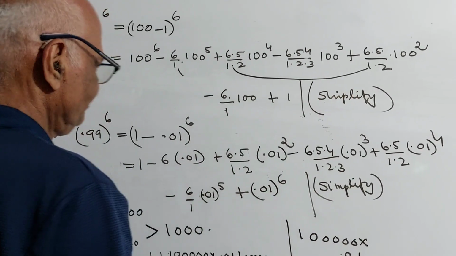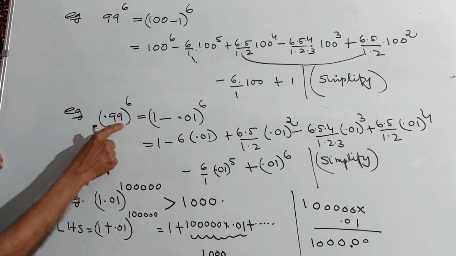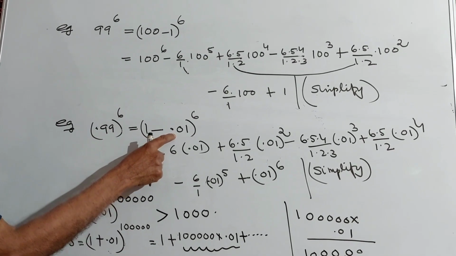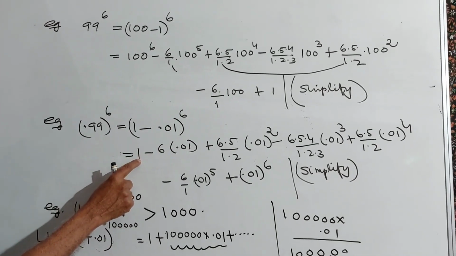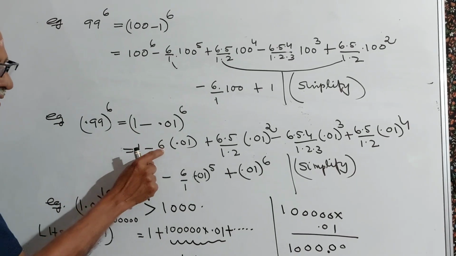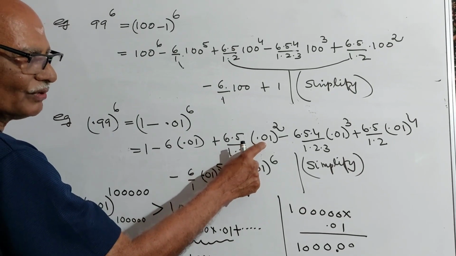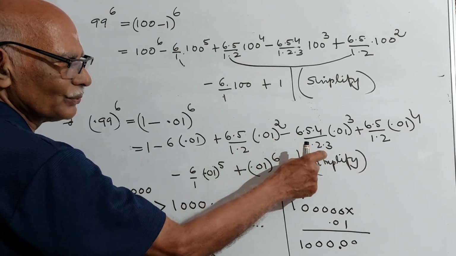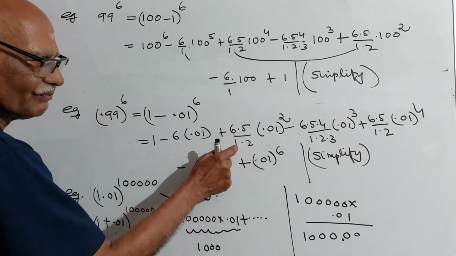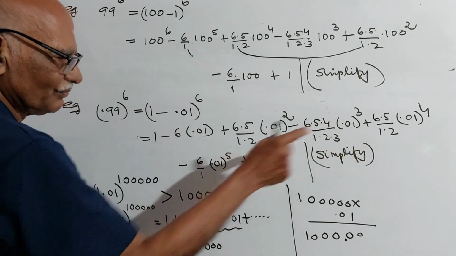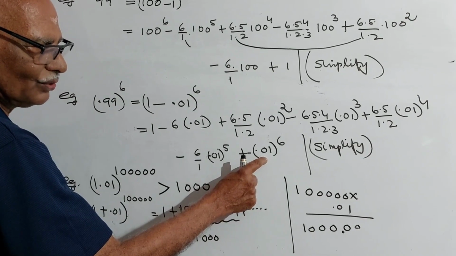You can simplify. Another example, 0.99, the whole raised to 6. 0.99 is 1 minus 0.01. So we go for the a minus b, the whole raised to n formula. So it is 1 raised to 6 is 1, we don't write it, 1 minus 6 into 0.01 plus 6 into 5 by 1 into 2, 0.01 square, plus 6 5 4 by 1 2 3, 0.01 cube, plus again you are reversing, 6 5 by 1 2, 0.01 raised to 4, minus 6 by 1, 0.01 raised to 5, and finally it is 0.01 raised to 6.